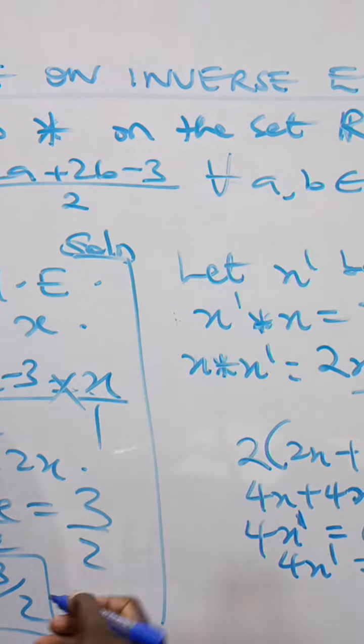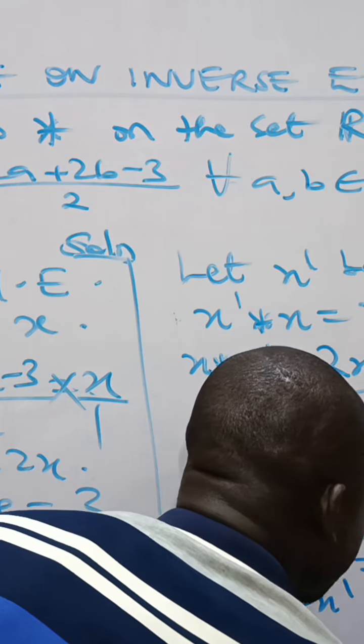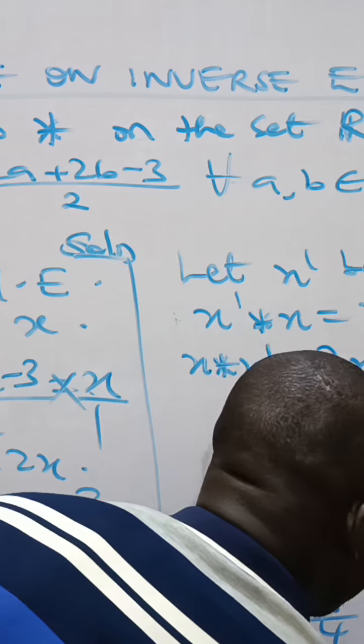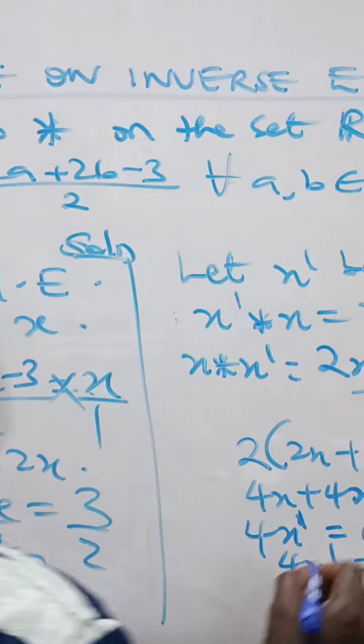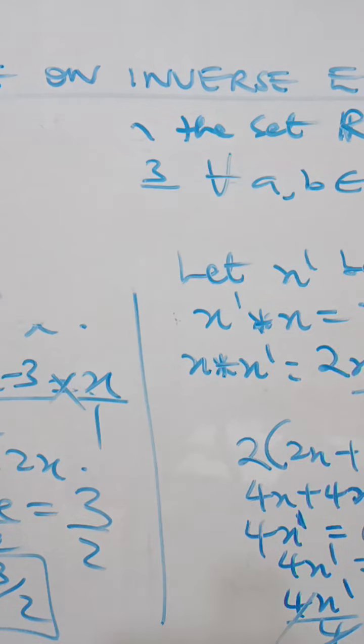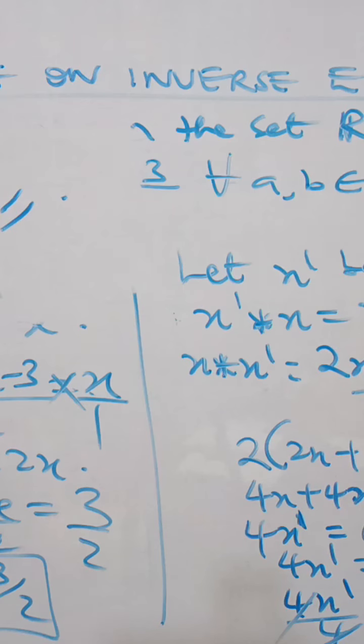And of course, in this case now, 4 is common. We can bring out 4 to have 4x prime equal to 4 into bracket 3 minus x. Okay, so divide both sides by 4. If you divide both sides by 4, 4 will cancel 4. At the end of the day, you realize that our x prime will now be equal to 3 minus x. And that will be the inverse element that we are required to find.